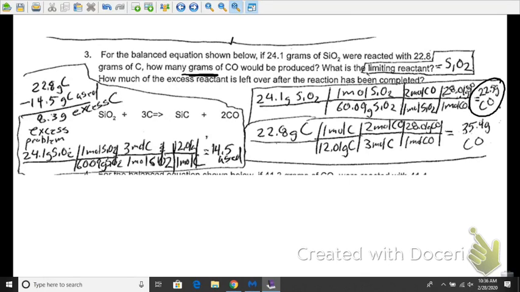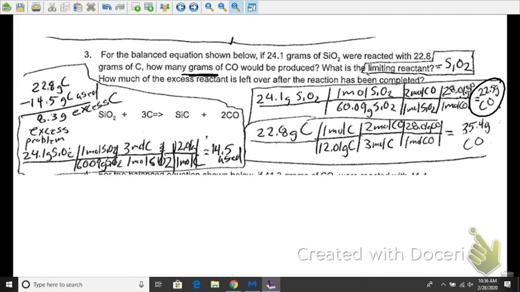Okay? Because that SiO2 is all gone. It's 0 when we produce 22.5 grams. So that means we cannot produce that extra amount between those two. We can't do it. Now, here's the question.